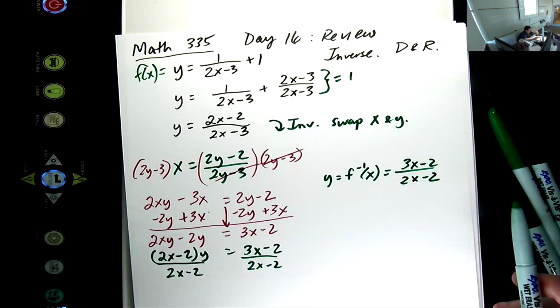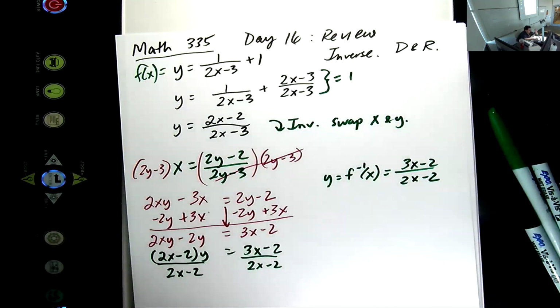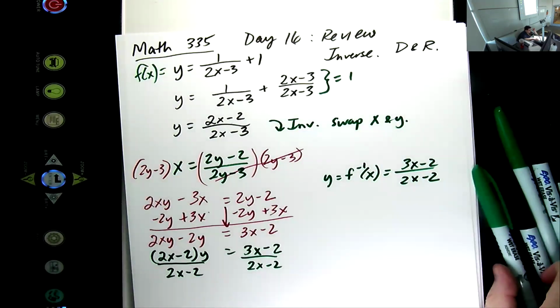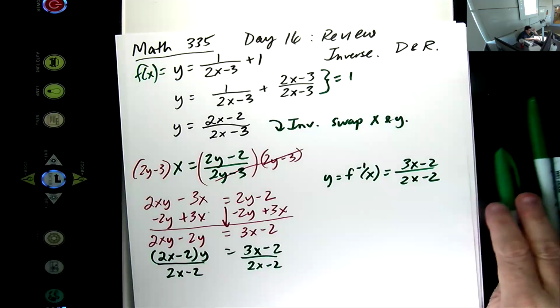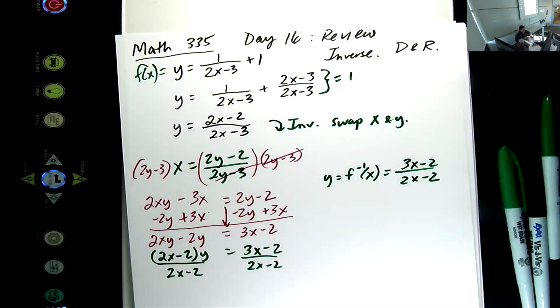Now, you may be inclined to see the minus 2s and try to cancel them out. But you can't do that. We can only cancel stuff on the bottom and top if it's multiplication that separates them, not addition or subtraction. So that's the inverse.